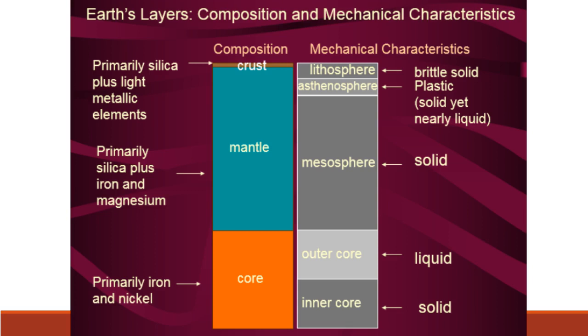On the other side of the table are its mechanical or physical characteristics. We can observe that the lithosphere is composed of a brittle solid part, and underneath it is a plastic, yet nearly liquid, asthenosphere. The lower mantle, historically known as the mesosphere, is composed of a solid structure. As we go inside, we will meet the outer core that is in a liquid state and the inner core that is a solid one.